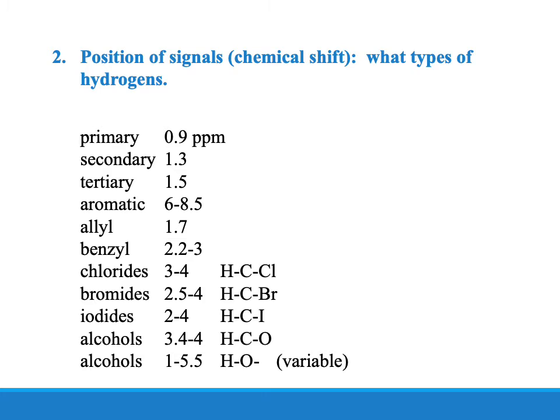Positions of the signals are shown as you see in this table. Primary is going to be seen at 0.9 ppm, and then secondary, tertiary, aromatic, and so on. So you need to notice that these numbers are important for future reference when we want to identify the compound.